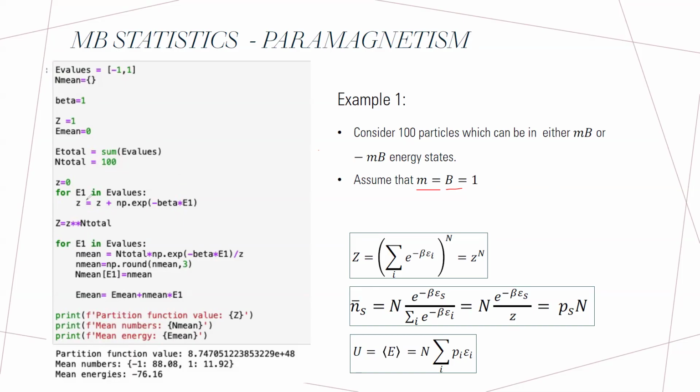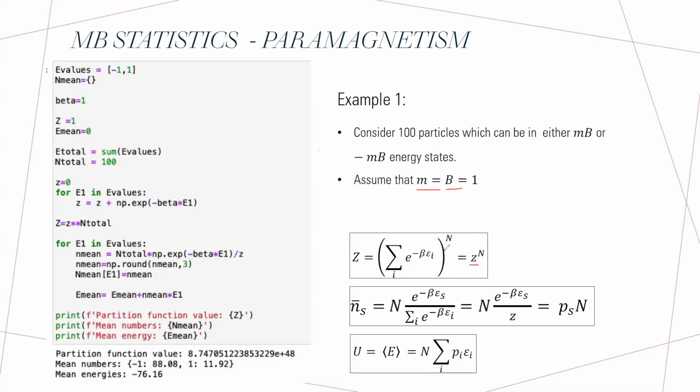So we know that first we need to calculate the partition function. To calculate the partition function, first what we have to do is calculate the partition function for a single particle. That means simple Z. So that is what we are doing here. We are calculating the partition function for a single particle.